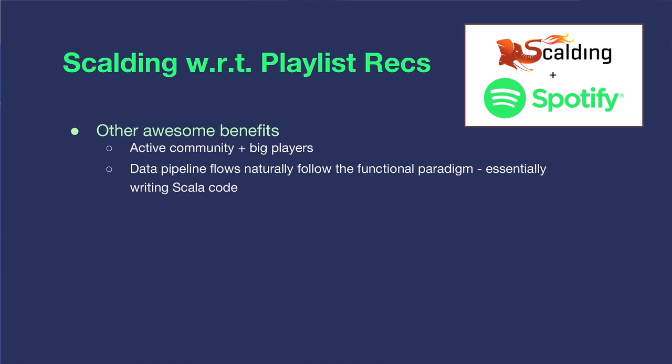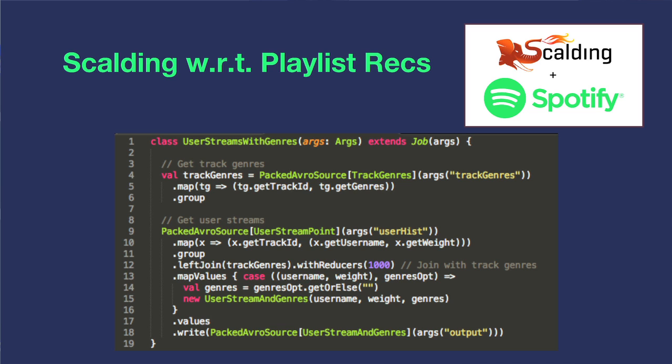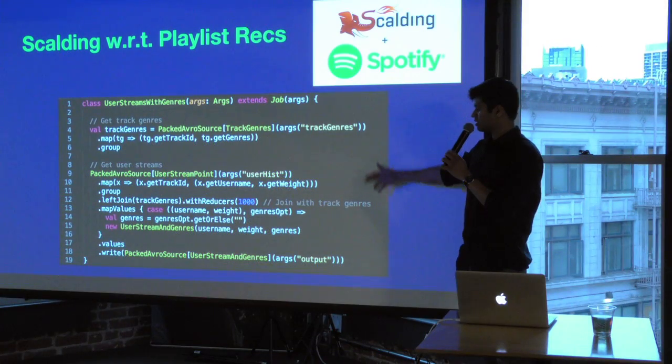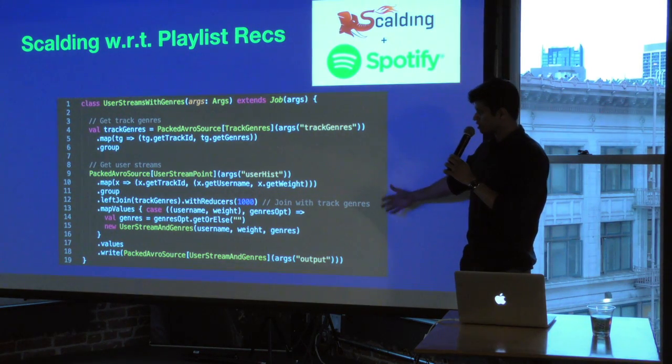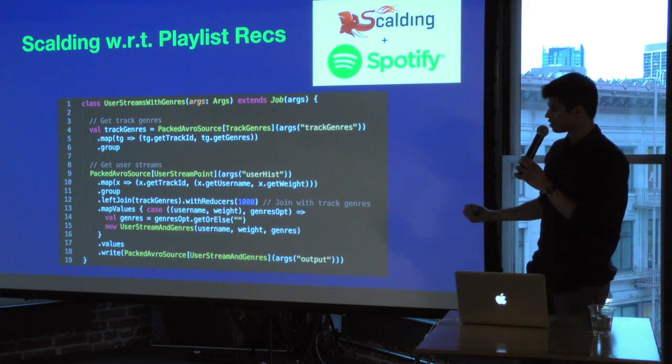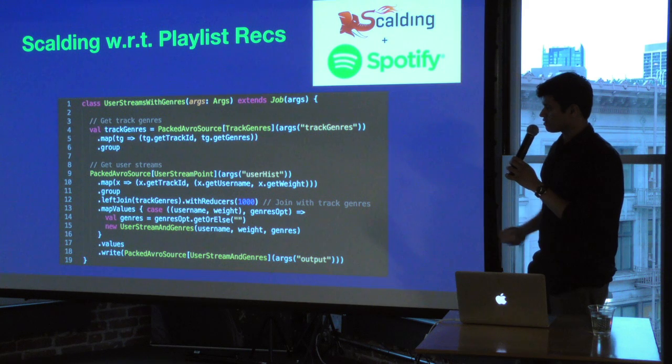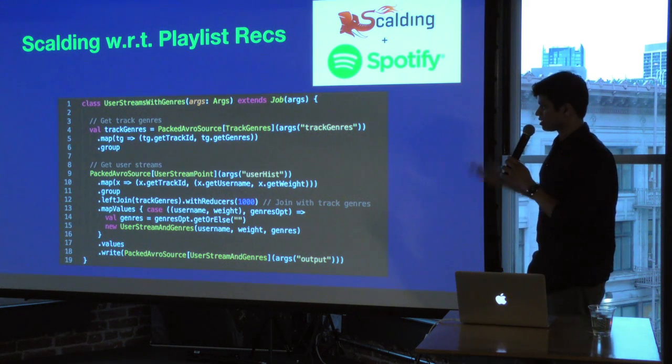And then something else also that is important to note is that data pipeline flows naturally follow the functional paradigm. So writing Scalding code is basically writing functional programming, or specifically writing Scala code. As an example, let's look at this small job, which is getting track genres into the stream of all these users who stream tracks. At this point, you have a map, a group, both Scalding functions. At this point, you have map and group as well. This left join comes from Scalding. Sorry, these two are Scala. This is Scalding. So you can see it's basically writing Scala code with some Scalding sprinkled in there, which is really easy to pick up. And if you have some background in functional programming or Scalding, you're able to pick this up pretty easily.